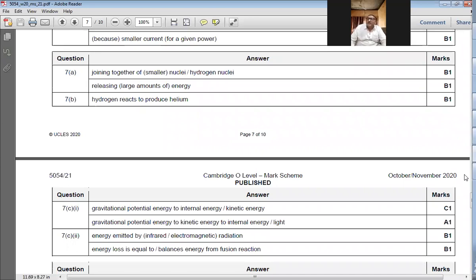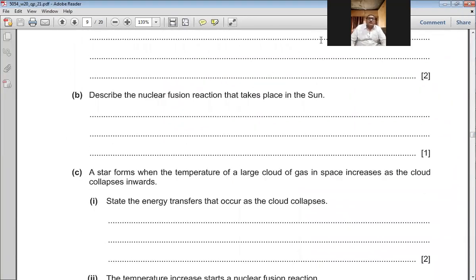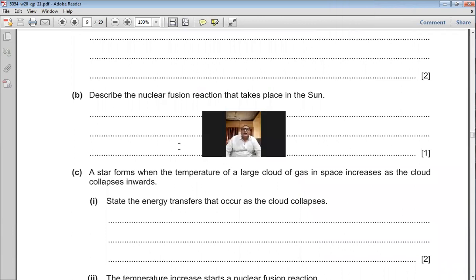Okay, let's move to the next question. It says, describe the nuclear fusion reaction that takes place on the sun. On the sun, we have hydrogen, isotopes of hydrogen. So hydrogen nuclei come close to each other and fuse into each other and make a larger nucleus of helium. And with this, a lot of heat and light is given out. So this is what is happening on the sun.